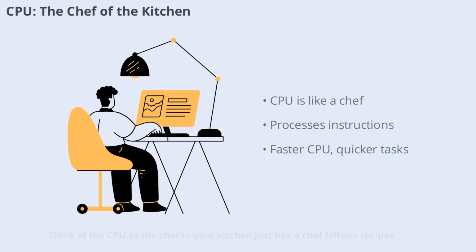Think of the CPU as the chef in your kitchen. Just like a chef follows recipes, makes decisions, and prepares food, the CPU processes instructions, makes calculations, and completes tasks. The faster your chef, the quicker your meals are ready. Similarly, a faster CPU means your computer can handle more tasks at a quicker pace. The CPU is always at the center of action, making sure everything runs as it should.